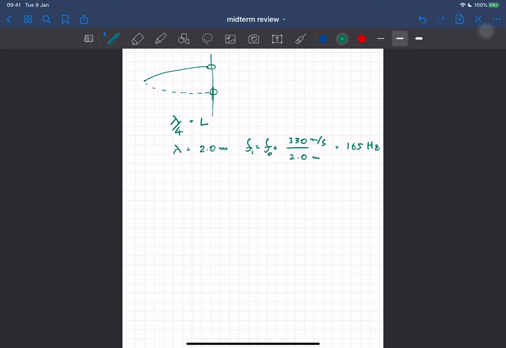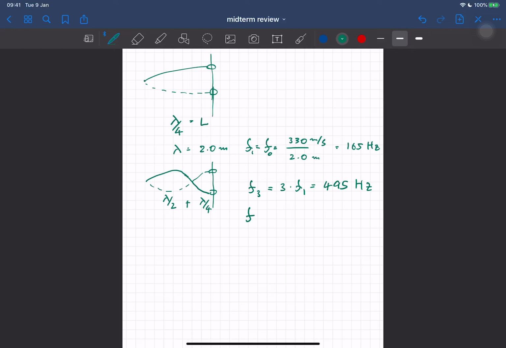And then for the next one, you can think about it like it's 1.5 loop. So in this case, you have lambda over 2 and then lambda over 4, altogether equal to L, right? Or if you remember that in this case, you skip the even harmonics. So the next harmonic is the third harmonic. So it's going to be F3 equal to 3 times F1. So it's OK to also say this if you remember. So it's going to be 495 hertz.